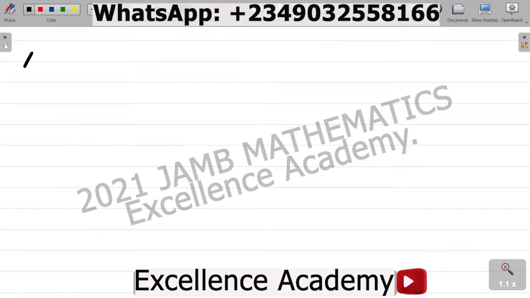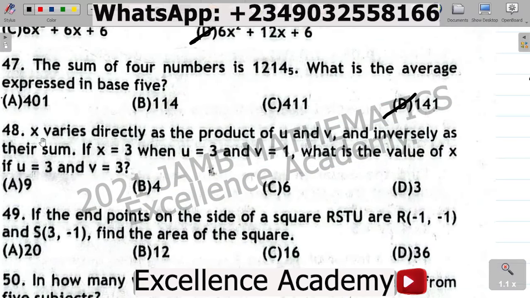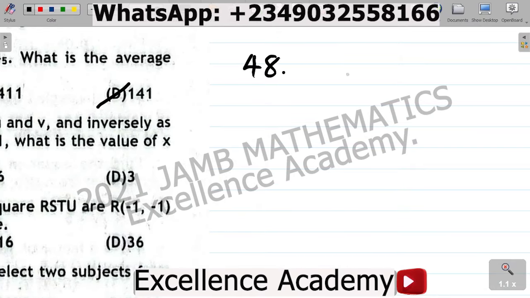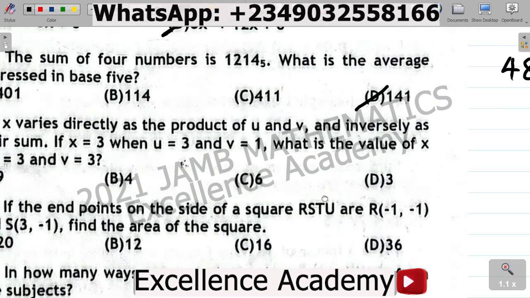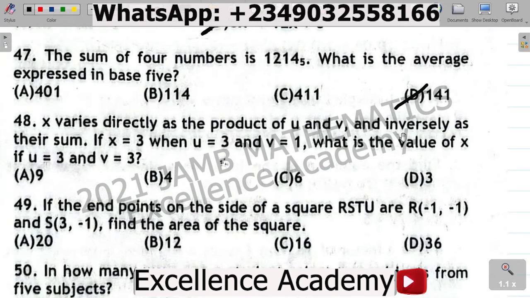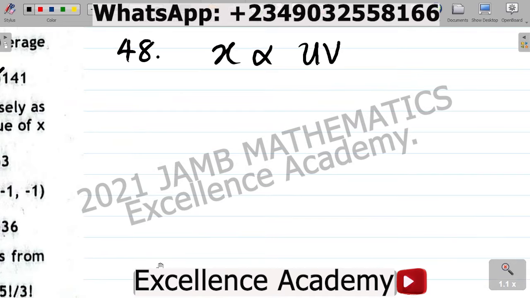Question 48, they said X varies directly as the product of U and V. So it becomes U times V, which is UV. You now said, and inversely, that becomes denominator. And inversely as their sum. So their sum becomes, you add them up. So all over, add them up, U plus V. That's their sum.